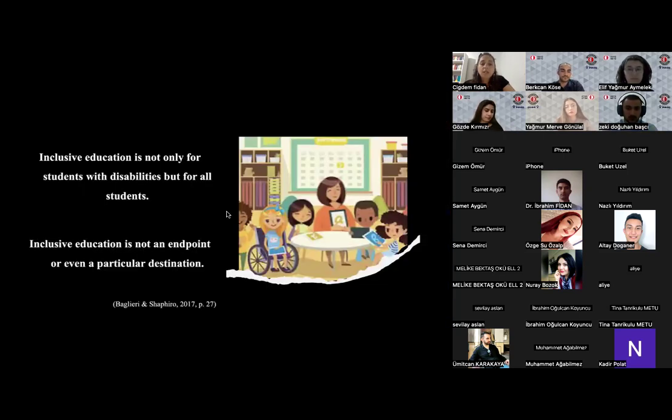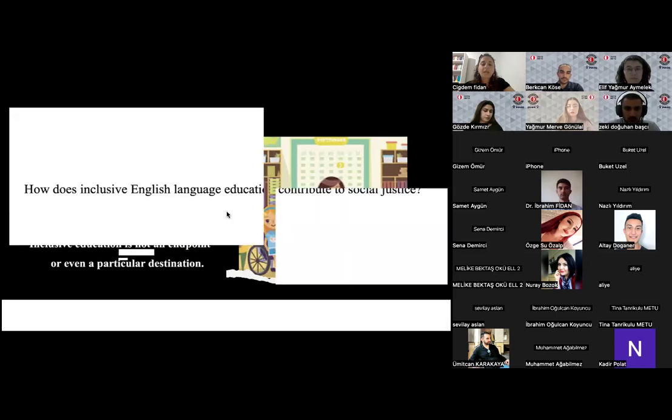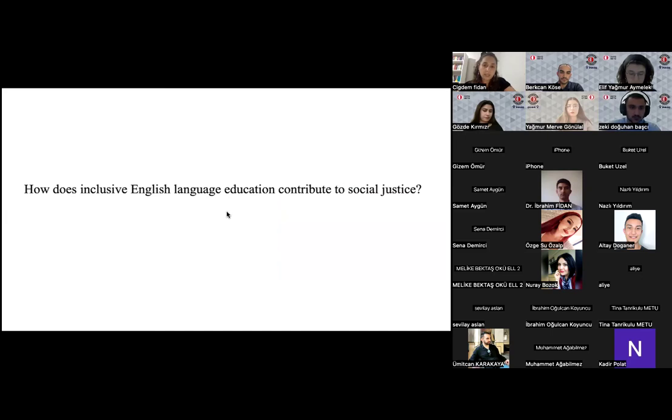So inclusive education is not only for students with disabilities, but for all students. But in this session, I'm going to focus mostly on students with disabilities, right? And inclusive education is not an endpoint or even a particular destination. It's an ongoing process that we as educators should be aware of and should be able to apply in each part of our teaching processes. The specific topic of this session is more on inclusive ELT education.